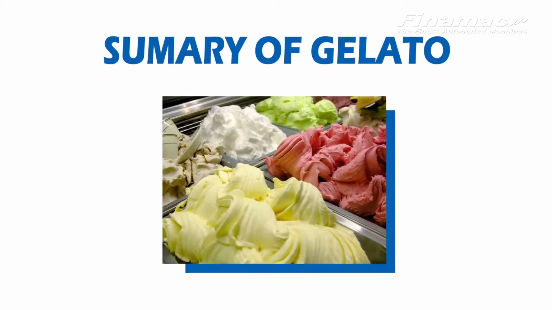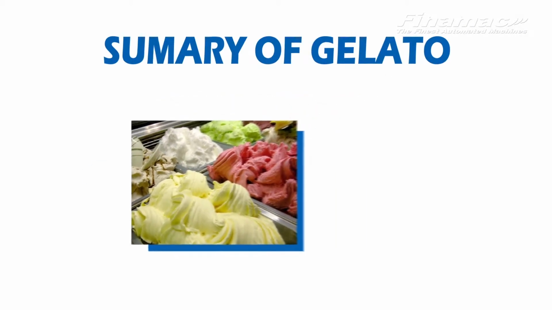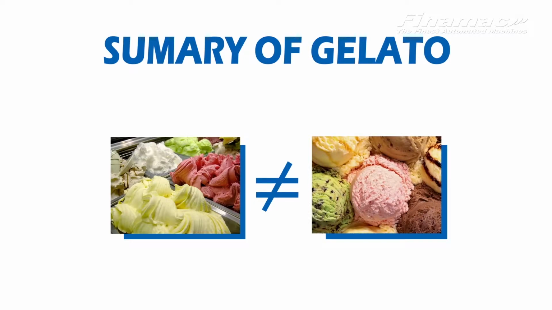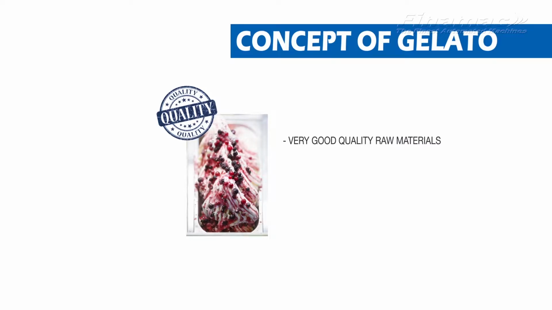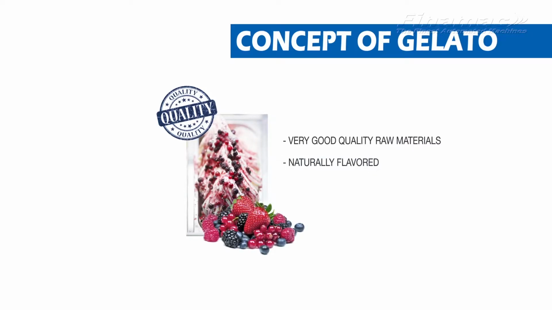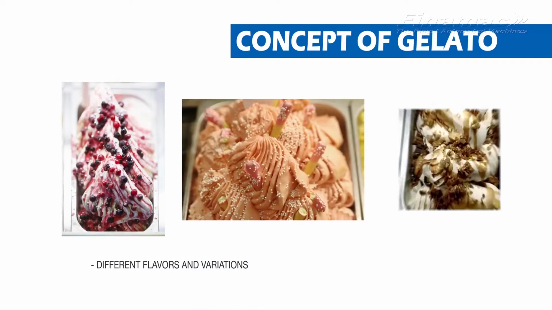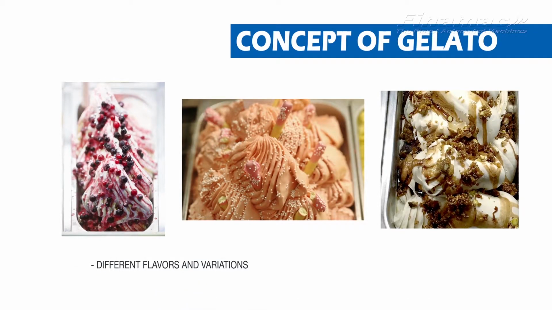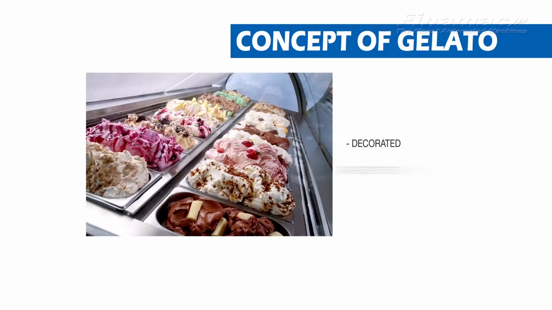Let's review a summary of gelato and what is the difference between gelato and ice cream. Concept of gelato. Gelato is basically a type of ice cream made with very good quality raw materials. It's naturally flavored with fresh fruits. There are different flavors and variations with syrups on top to create different textures with flavors. They are decorated and exposed in a display case.